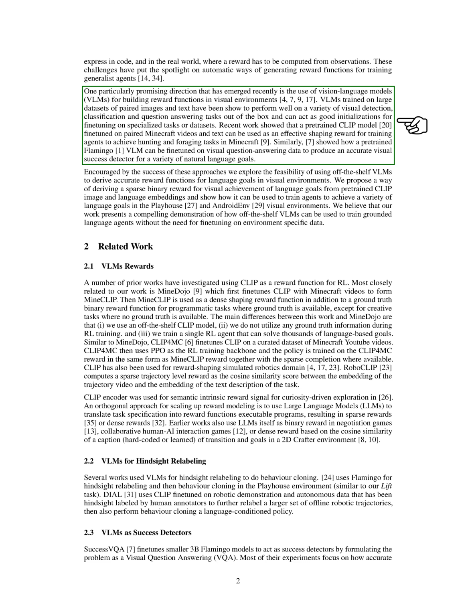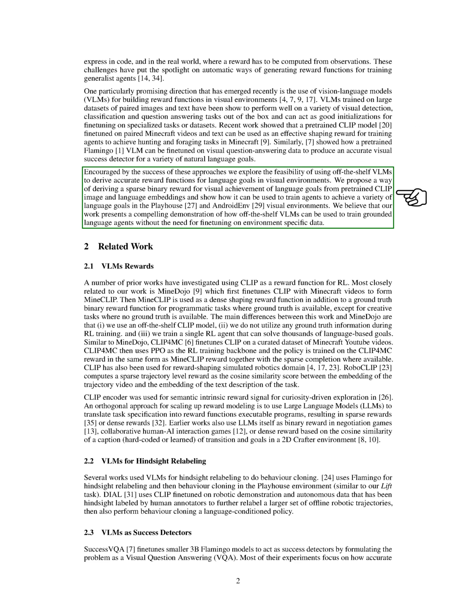One promising approach that has emerged recently is the use of vision language models, VLMs, to build reward functions in visual environments. VLMs, trained on large datasets of paired images and text, have been shown to perform well on a variety of visual detection, classification, and question-answering tasks. They can also be fine-tuned for specialized tasks or datasets. Recent studies have shown that a pre-trained CLIP model, fine-tuned on paired Minecraft videos and text, can be used as an effective reward for training agents to achieve hunting and foraging tasks in Minecraft. Similarly, a pre-trained Flamingo VLM, fine-tuned on visual question-answering data, can produce an accurate visual success detector for a variety of natural language goals.